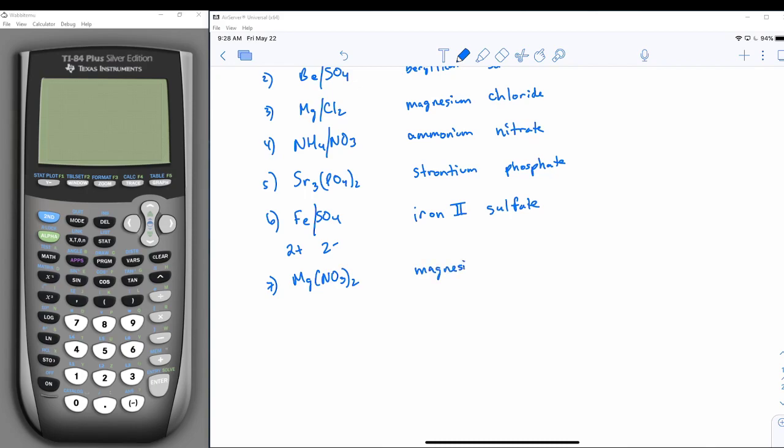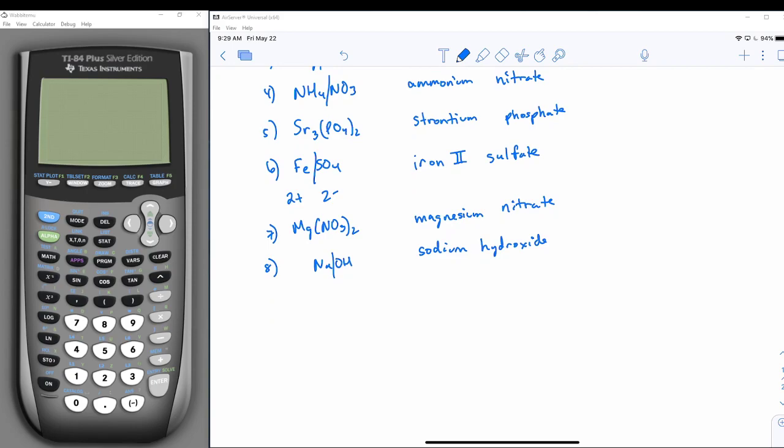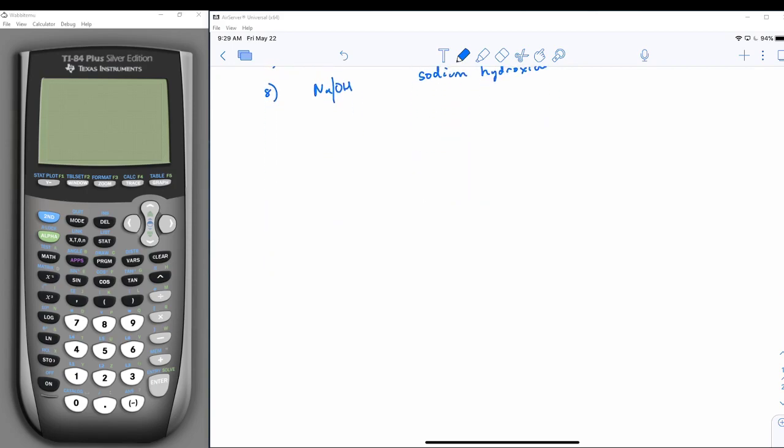Mg(NO3)2, you revert back to just your naming here. Magnesium nitrate. And then NaOH is sodium hydroxide. Now, going the other way, now you're given these names, and then you have to identify the ions, which then you form into compounds. So, for barium nitrate, barium is Ba2 plus, nitrate's NO3 minus 1.